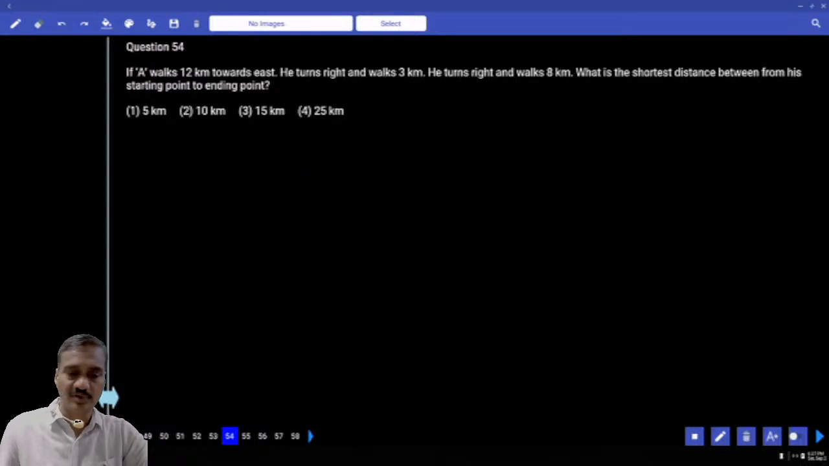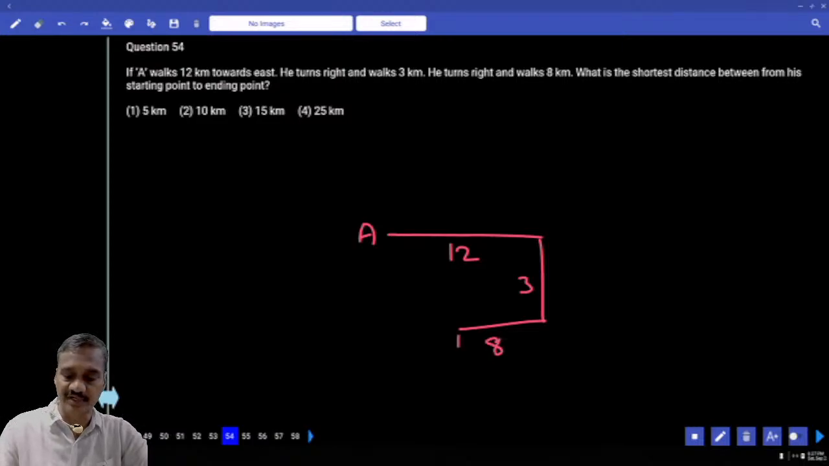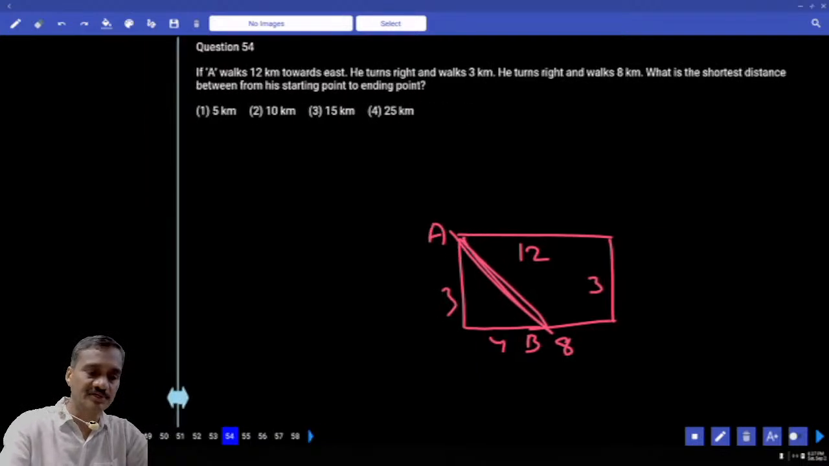Then 54. A walks 12 kilometers towards east from here. Then he turns right and walks 3 kilometers. He turns right and walks 8 kilometers. And what is the shortest distance between the starting and the final? Now we need to find out the shortest distance between these two. Now here this is 4 and this is 3. Now 3 square plus 4 square is how much? 5. That is choice 1, question number 54.